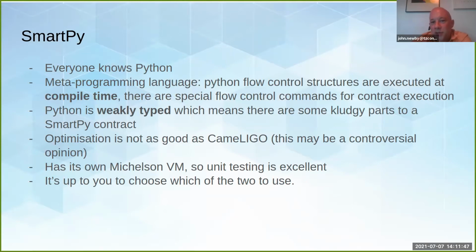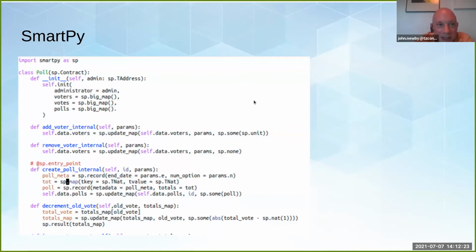Because Michelson is extremely strongly typed and Python is extremely weakly typed, you really have to give some big hints to the Python interpreter about what's going on in your program. The optimization in SmartPy is not nearly as good as Ligo, although opinions differ. And it has its own built-in Michelson VM, which means that you can write unit tests inside your SmartPy program, which is not so easy in Ligo. Both of them are great choices for writing smart contracts on the Tezos blockchain, and we can't recommend one over the other, really. So this is an example of a SmartPy program.